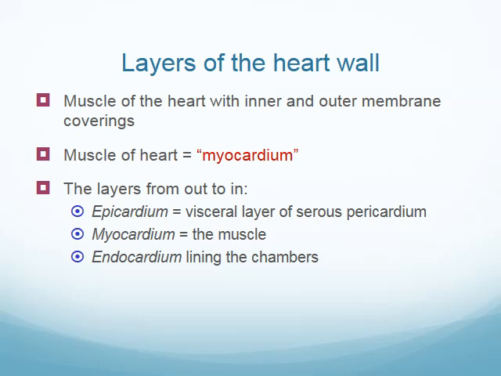So the muscle of the heart, the myocardium, has layers inside and outside of it. The muscle is referred to as the myocardium. On the outside layer, you have what's called the epicardium, which includes both layers of the pericardium. And then on the inside, you have the endocardium, which is the smooth endothelial tissue that lines the chambers of the heart.